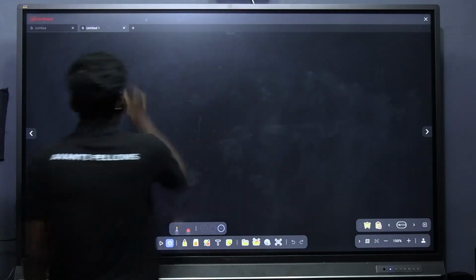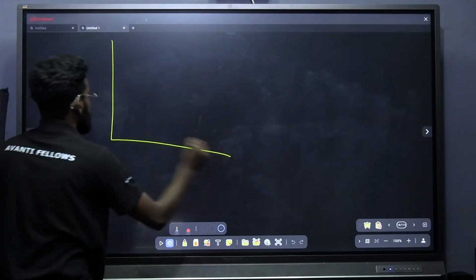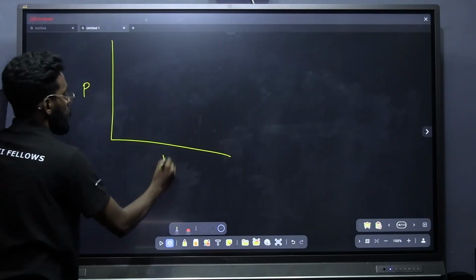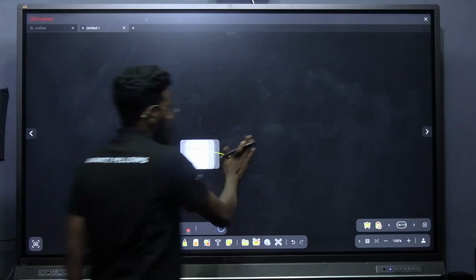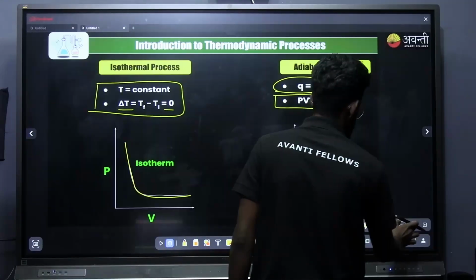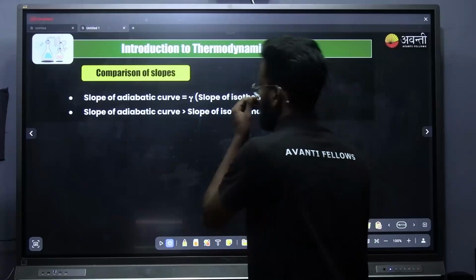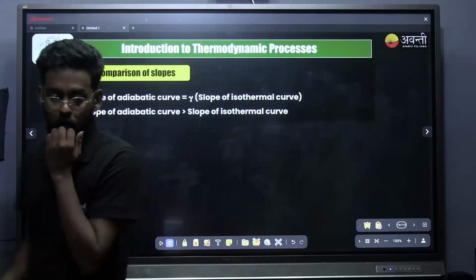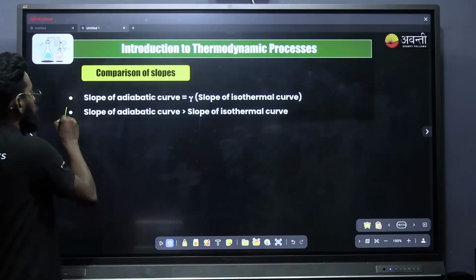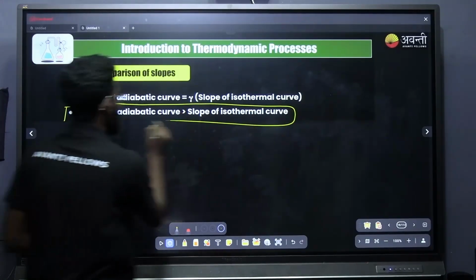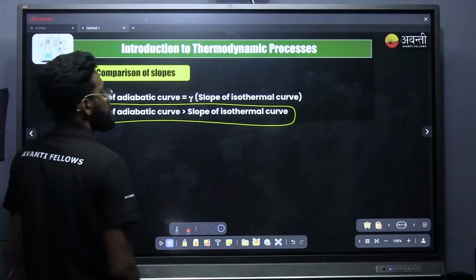Okay, I am drawing a line. This is pressure, this is volume. Before going into it, let me tell you the exact idea, that is by comparing the slope. If you compare the slope of adiabatic and isothermal, you will find the slope of the adiabatic curve is greater than the slope of the isothermal curve.